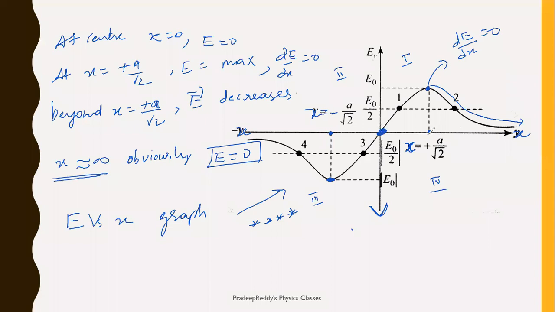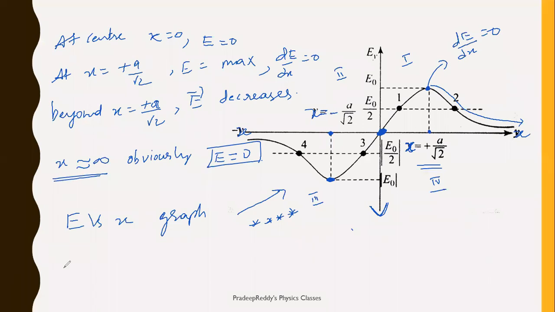From the center, if you go outward up to a certain distance, say x is equal to a by root 2, the field increases, and beyond that value of x, the field keeps decreasing, and at infinite position, the field tends to become 0.